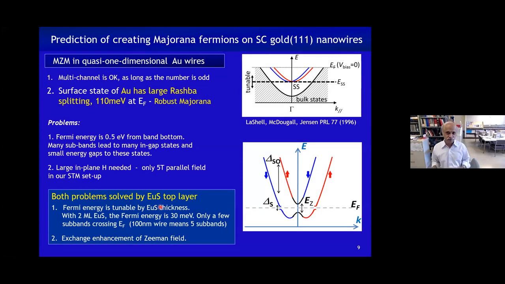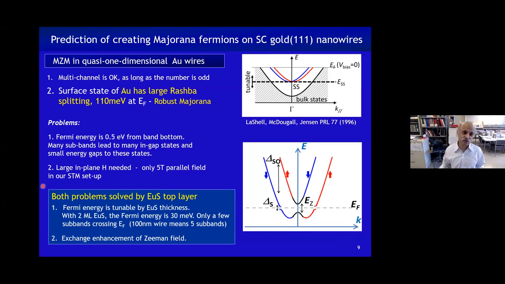So the theory said, of course, you have this surface state, which is isolated from the bulk, but the bottom of the band to the Fermi level is about 0.5 eV. That's a huge amount. So in order to see the Majorana, we need to go closer to the edge of the band. Otherwise, we have to deal with many, many modes. Having too many modes dilutes the possibility of observing the Majorana. So that was the biggest challenge.